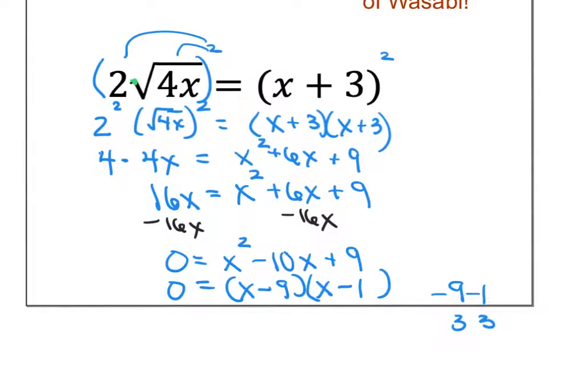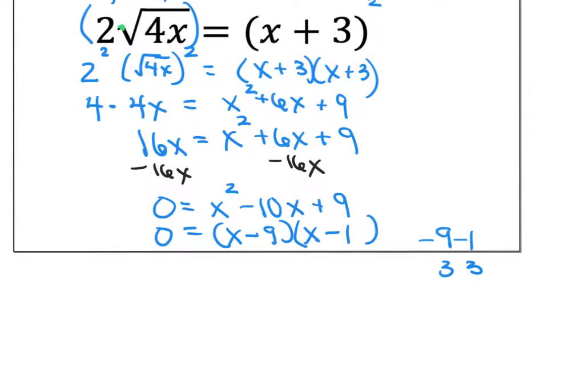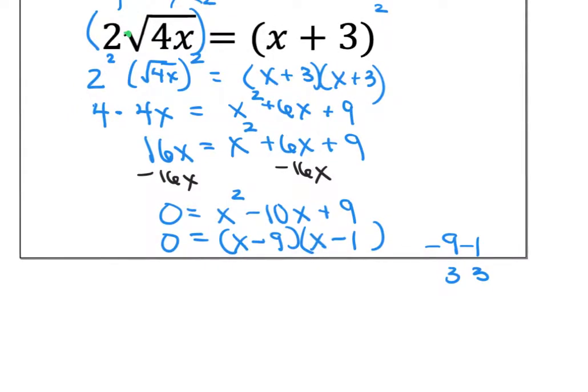So the only thing left to do to solve for x is apply that zero product property. We set x minus 9 equal to 0 and x minus 1 equal to 0. So when we solve for x, I get x equals a positive 9 and I get x equals a positive 1. We do have to check to make sure that both of these answers are valid.